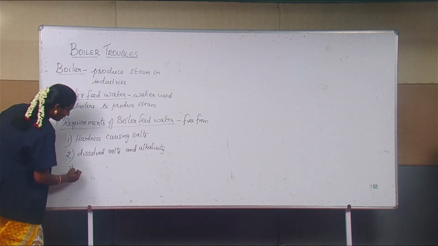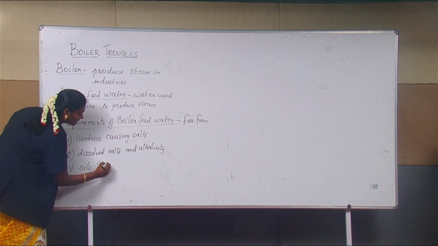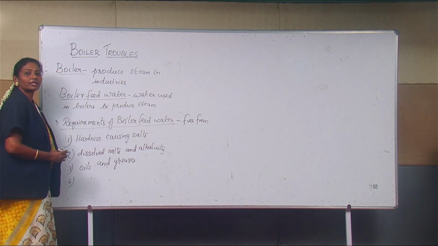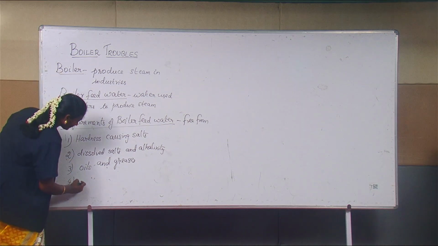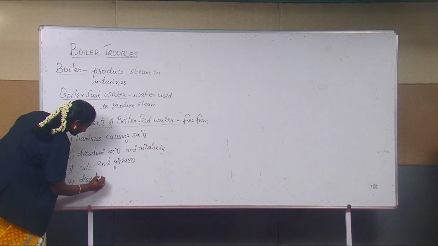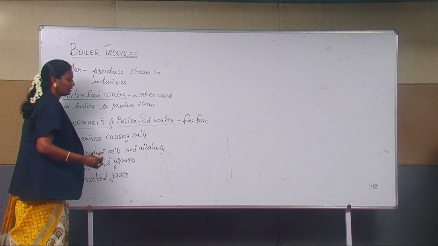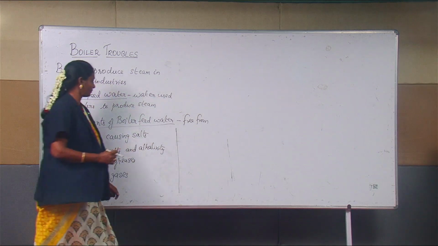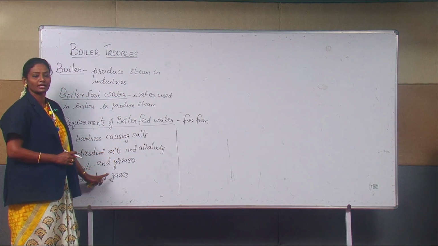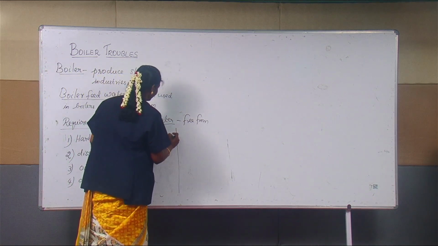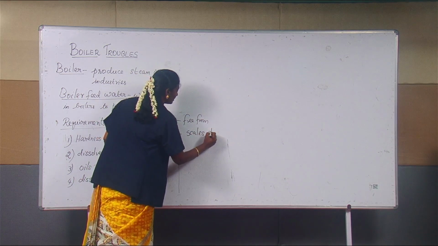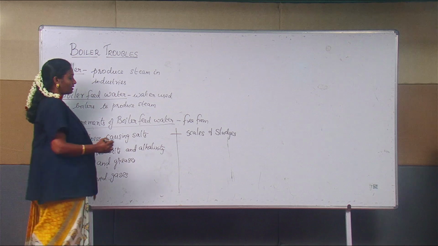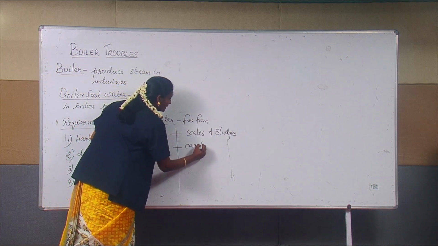Third requirement is it should be free from oils and greases. Fourth requirement is it should be free from dissolved gases, such as carbon dioxide, oxygen, etc. If these requirements are not satisfied, it would result in the boiler troubles such as scales and sludges. If the water consists of dissolved salts and alkalinity, it would result in caustic embrittlement.